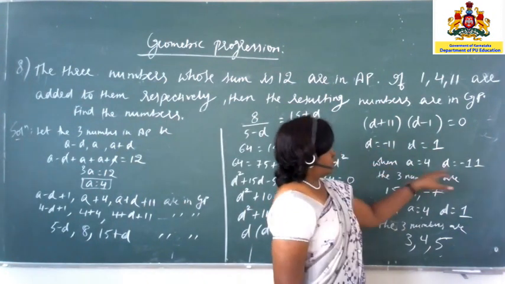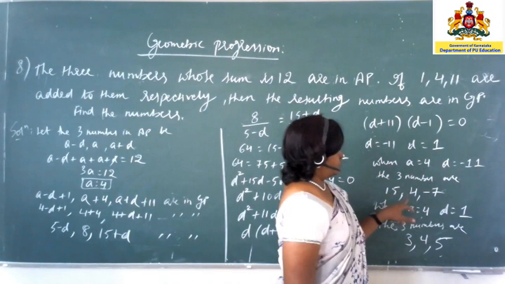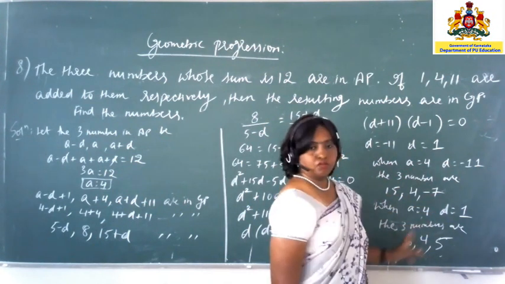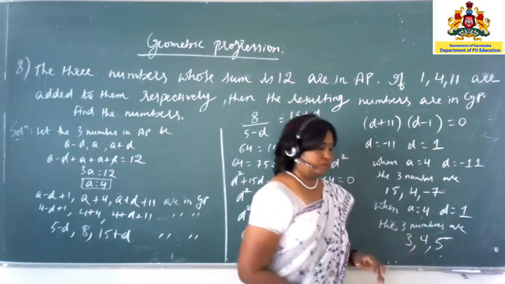So when A is equal to 4, D is equal to minus 11. The three numbers are 15, 4, minus 7. When A is equal to 4, D is equal to 1. The three numbers are 3, 4, 5. Yes, make a note.